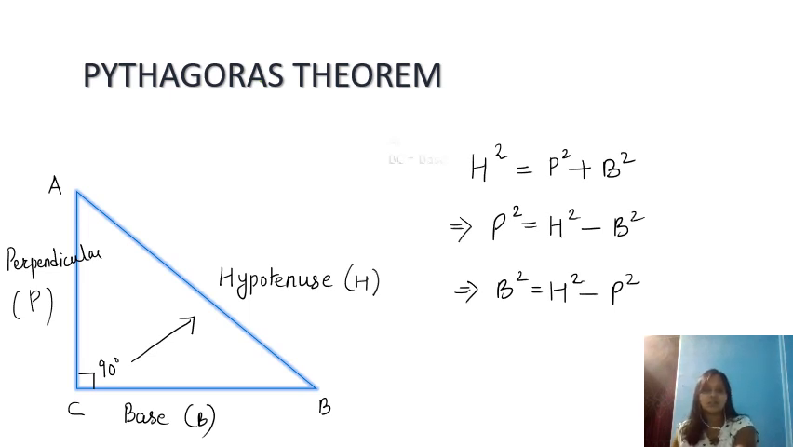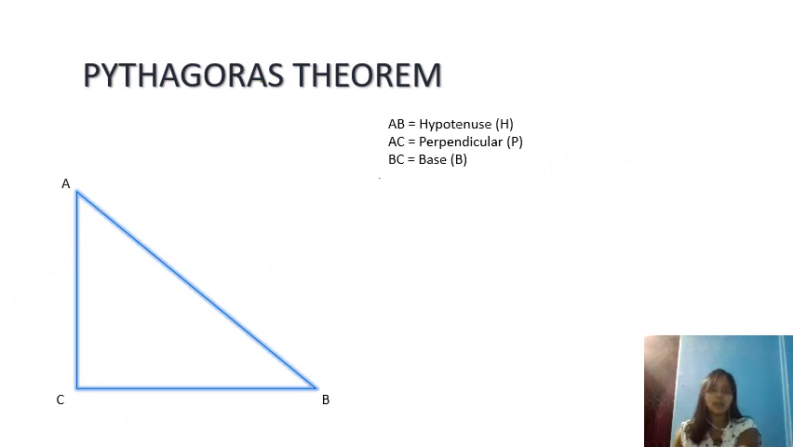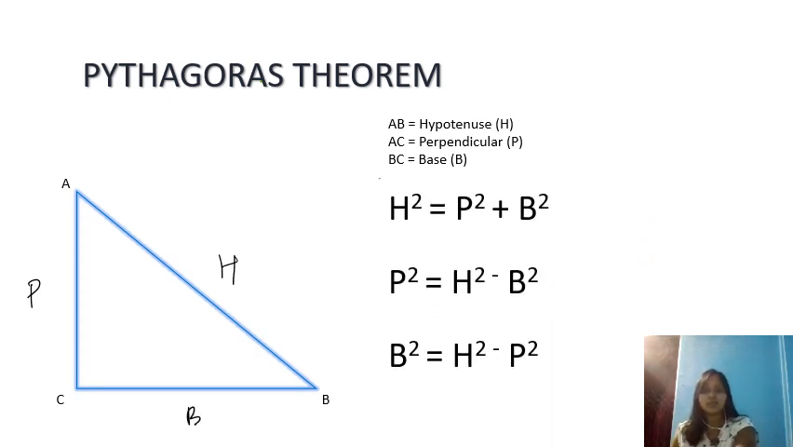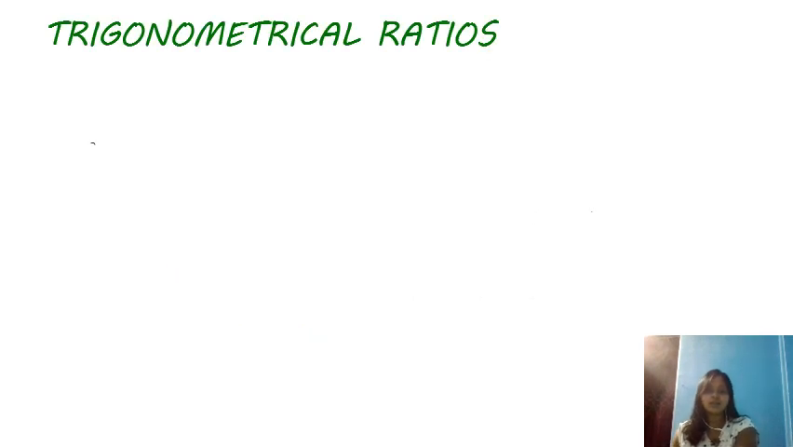So let's just recall. If AB is the hypotenuse here, then this one is the perpendicular AC and this one is the base. Then by Pythagoras theorem, H square is equal to P square plus B square, and P square will be equal to H square minus B square, and then B square will be equal to H square minus P square. Okay, so now let's just talk about trigonometrical ratios.